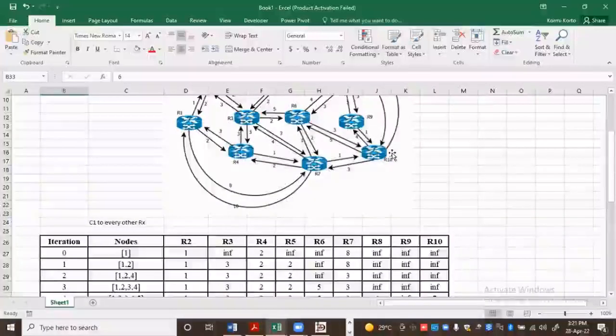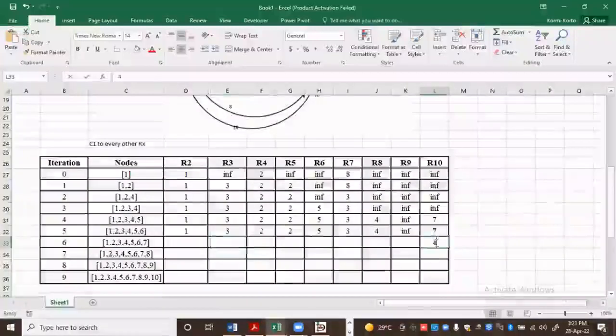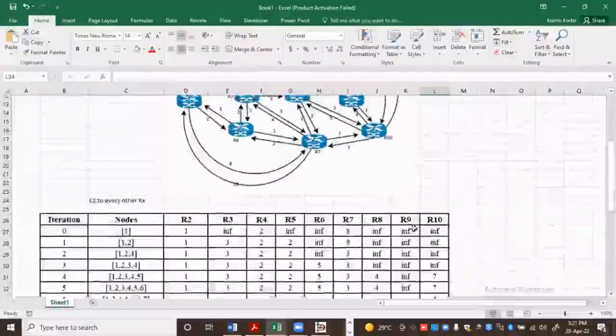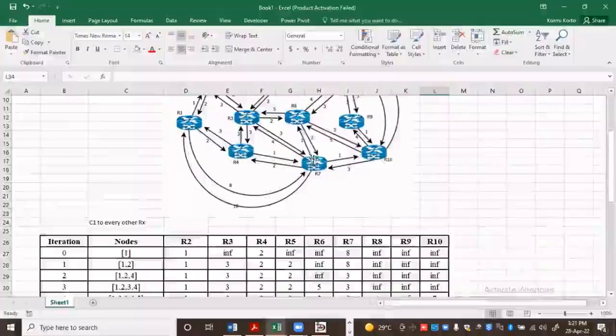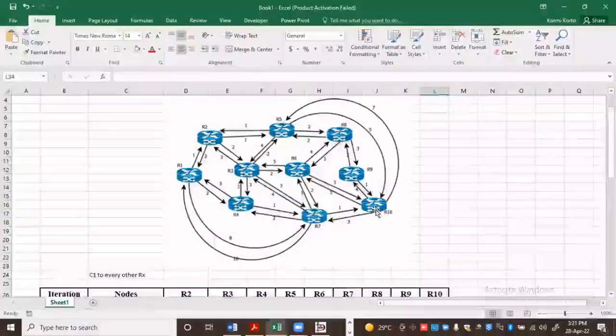So now we jump from 7 to 4. Before that it was 7 because we didn't have router 7, so we only had to go from router 1 to 2 to 5 to 10. But now that we have 7, we can go this direction instead: 1 to 4 to 7 to 10.